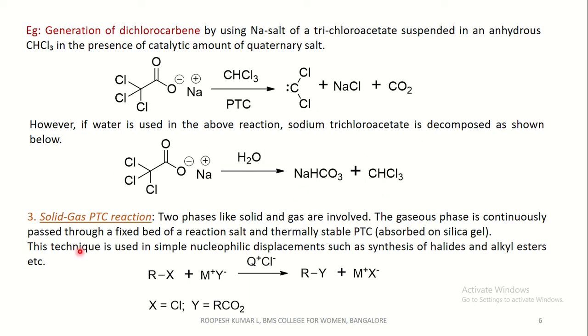Coming to the next one, solid gas phase transfer catalyzed reaction, where two phases, solid and gas, are involved. The gaseous phase is continuously passed through a fixed bed of a reaction salt and thermally stable PTC. Generally, these PTCs are adsorbed on silica gel. Silica gel is nothing but a crystalline silicon oxide, which is SiO2. This technique is used in simple nucleophilic displacement such as synthesis of halides, alcohols and alkyl esters.